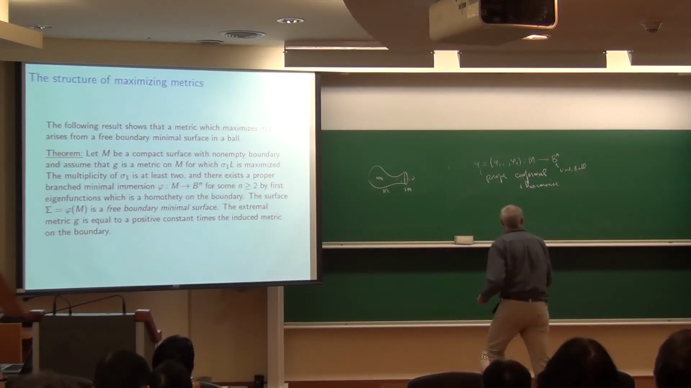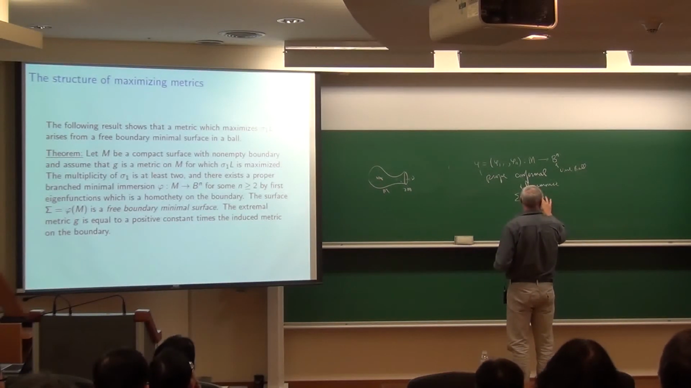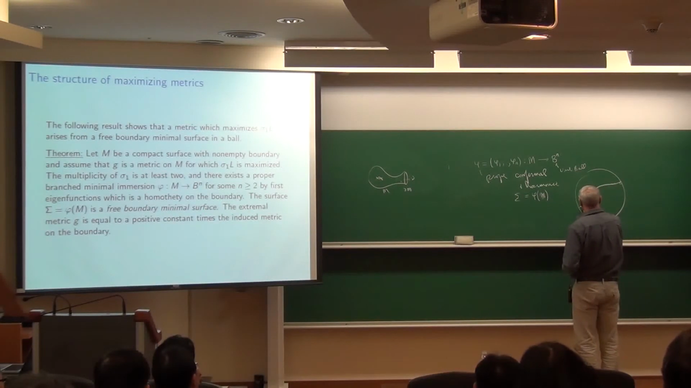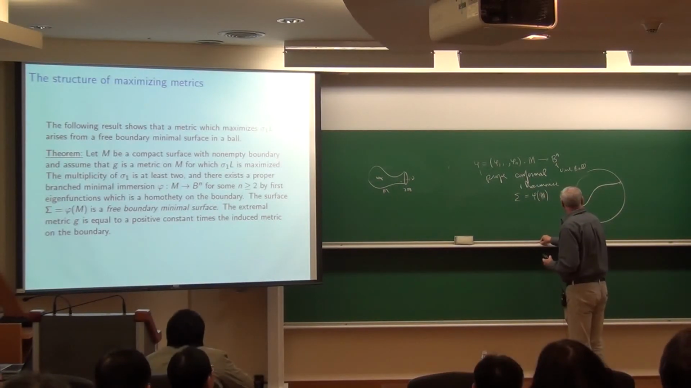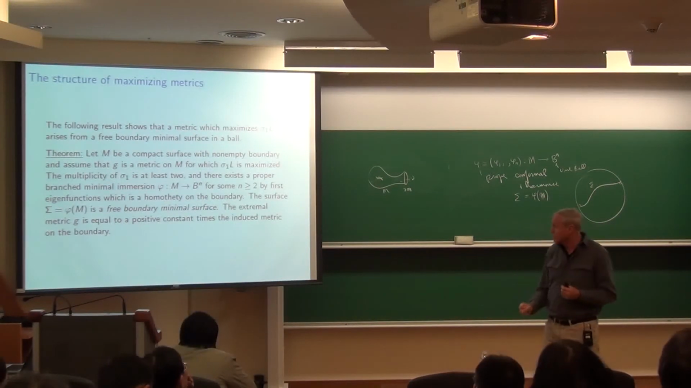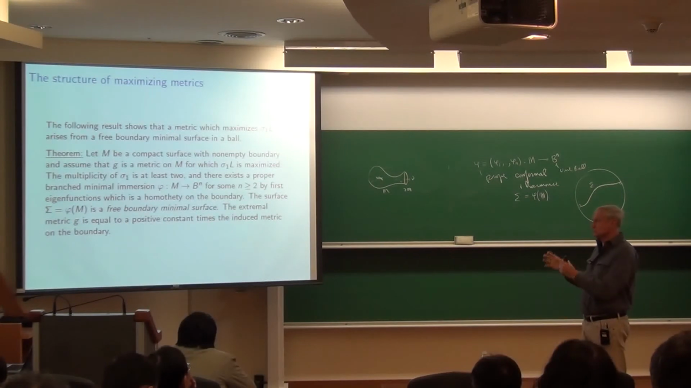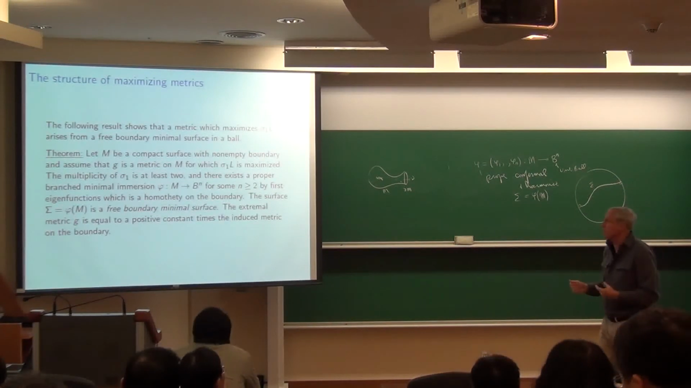And then the Steklov boundary condition is the condition that the image surface, if I take Sigma, which is the image surface, u(M), it's the condition geometrically that the surface meets the boundary orthogonally. So this is the class of surfaces I considered in Monday's talk. So that's the general situation. If I can find a maximizing metric, then I can always arrange eigenfunctions which give me a proper branched minimal immersion to the ball with the orthogonality condition. That orthogonality condition is just the Steklov boundary condition.